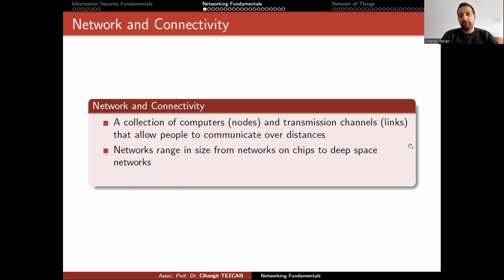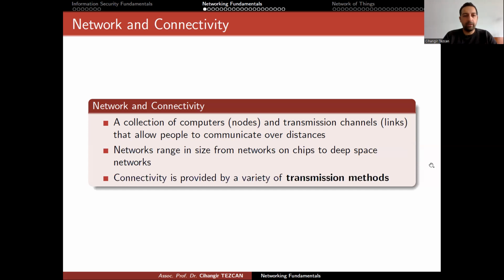Networks range in size from networks on chips to deep space networks, so distance really changes from millimeters to thousands of kilometers. Connectivity is provided by a variety of transmission methods. This is also something we see in our daily life. We have radio communication, GSM, Wi-Fi, Bluetooth, and so on. The ones I mentioned right now are wireless communication.